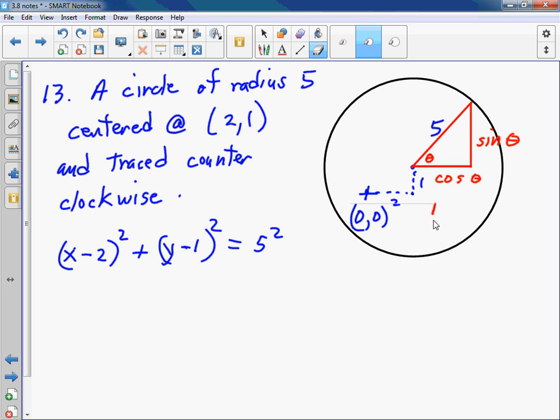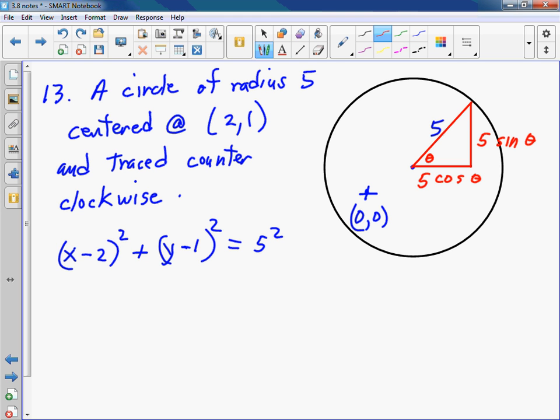So I'm going to get rid of this 1. I'm actually going to move that a little. Maybe I'll get rid of that too. Doesn't look good. So now instead of cosine theta, it's 5 cosine theta. And instead of sine theta, it's 5 sine theta.